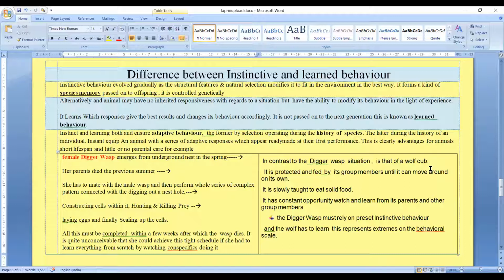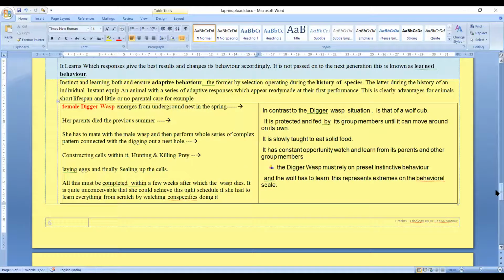So, the wolf cub after birth undergoes parental care. The digger wasp, on the other hand, does not even have parents, so no parental care. But the female digger wasp performs the series of actions, and here the wolf cub is taught how to eat solid food by its group members. So, when it is taught to eat solid food, it is learning a behavior. So the digger wasp relies on preset instinctive behavior, and the wolf has to learn.